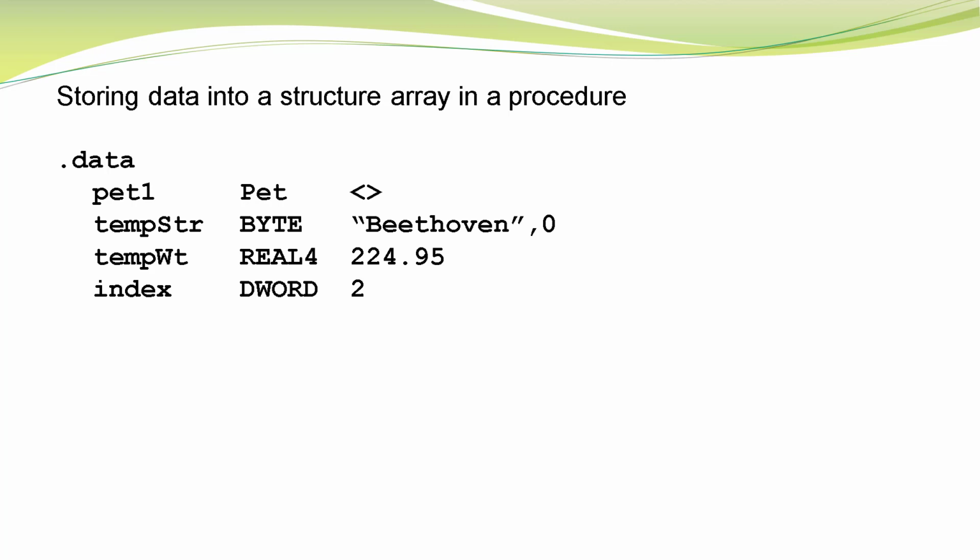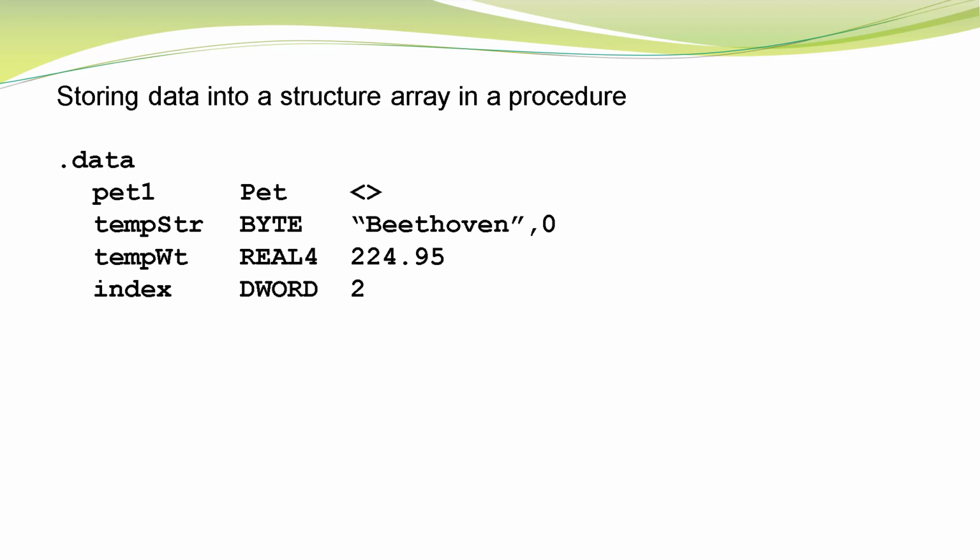Here we go. Once again, I'm using a temporary string to hold the name I want to store in the name1 field. Realize that string could come from user input too. Here I'm just declaring it to show you how things work. Also, I'm using a temporary weight variable that's going to hold Beethoven's weight. It too could come from user input.